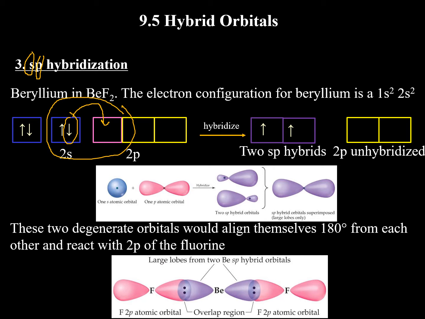What happens here is there's an overlap between the s orbital combining with the p's to give us these sp hybrids. Again, we call it sp because it's only one s combining with a p to give us our bonds here. Looking below, the electron from the 2p of the fluorine combines with an sp hybrid of the beryllium.